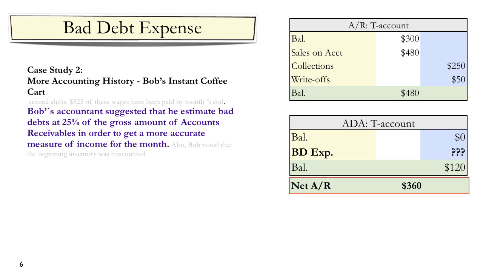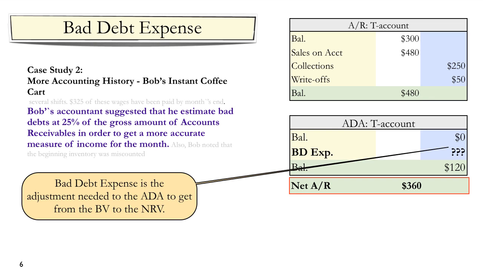So if we use allowance for doubtful accounts, then how is bad debt expense determined? Typically, bad debt expense is an adjustment to the allowance for doubtful accounts. So in this case, if accounts receivable has a balance of $480 and the opening balance in the allowance for doubtful accounts is 0, but the closing balance required in the allowance for doubtful accounts is $120, then the bad debt expense is going to be the amount needed to go from 0 to $120.